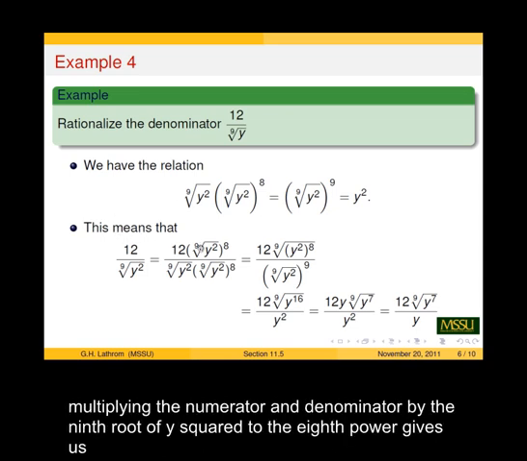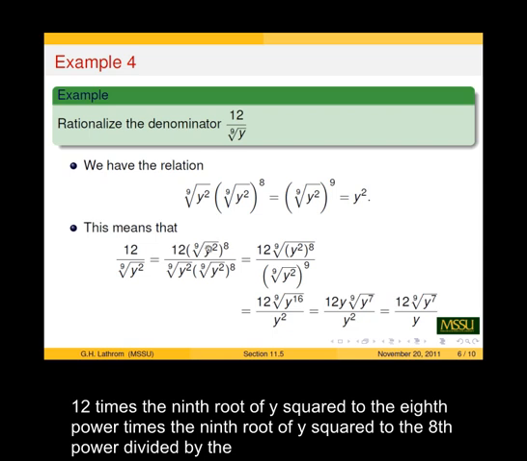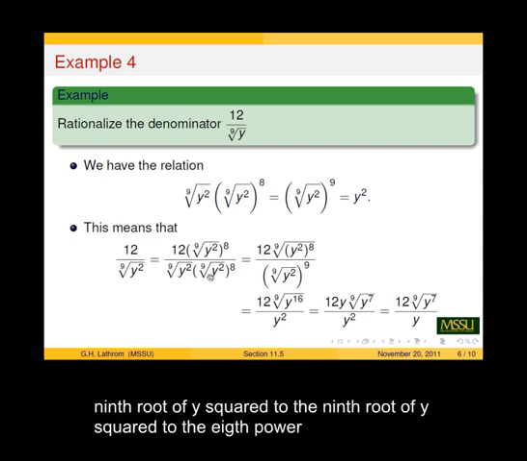Multiplying the numerator and denominator by the 9th root of y squared to the 8th power gives us 12 times the 9th root of y squared to the 8th power, divided by the 9th root of y squared times the 9th root of y squared to the 8th power.